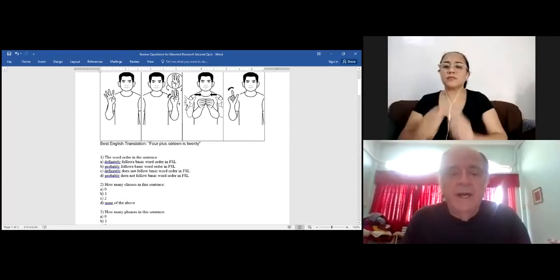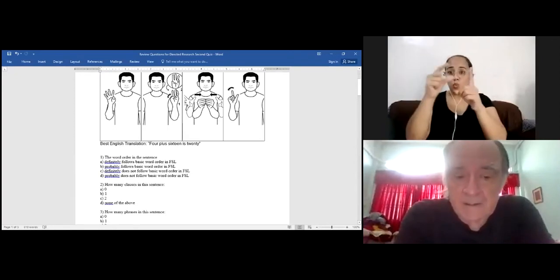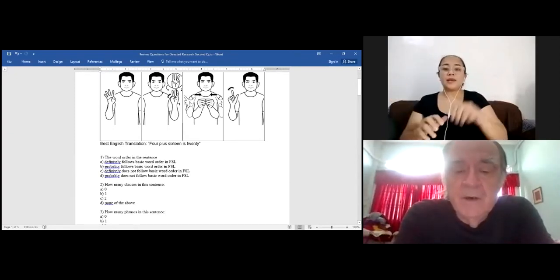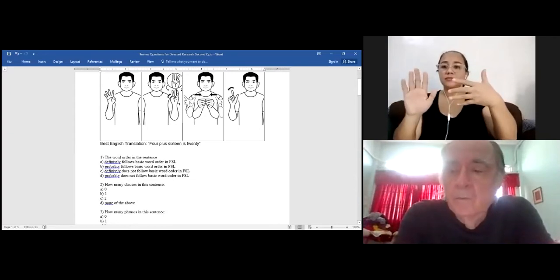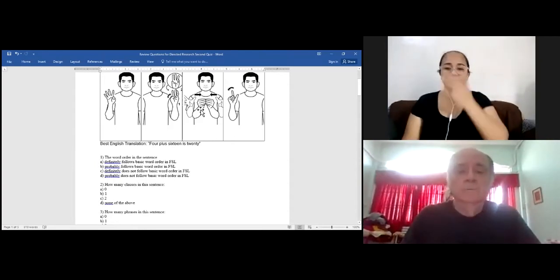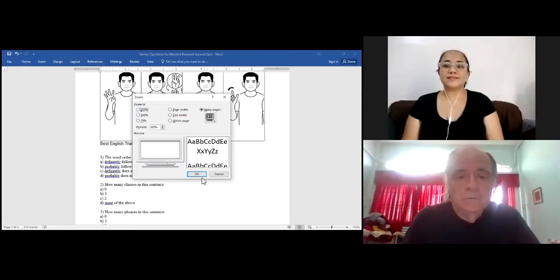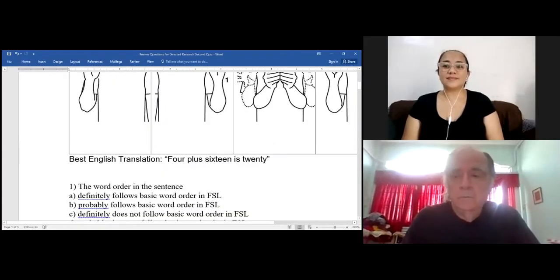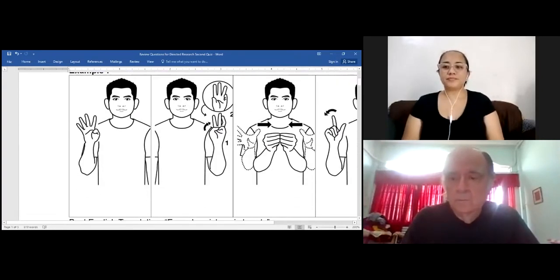The first question we can ask is about the word order in this sentence. A: definitely follows basic word order in ASL. This is Shaq. Excuse me, sir, would you mind zooming in? The text is a little bit small.